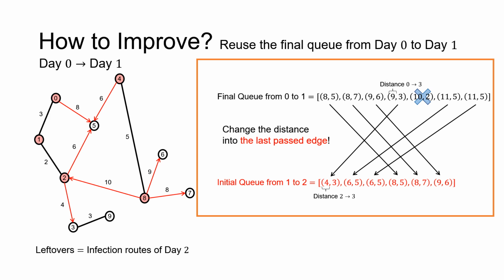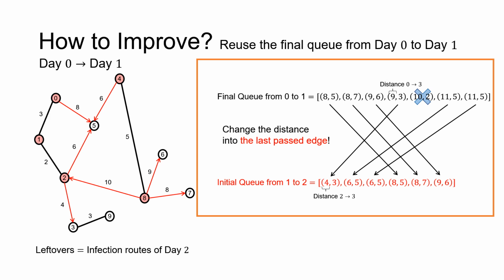I mentioned starting Dijkstra from day 1 to day 2 with the red queue, but how can we achieve that? The answer lies in reusing the final queue obtained during the process from day 0 to day 1. Take a look at the left diagram, which depicts the end of the process from day 0 to day 1. The red arrows indicate where the contents of the final queue originated.